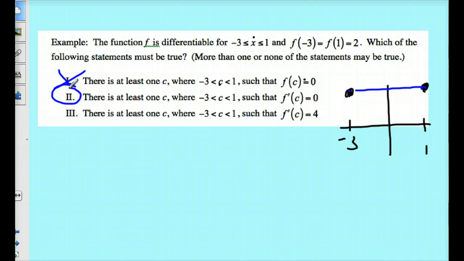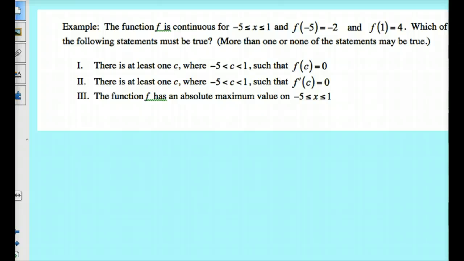Then it says there is at least one C where negative 3 less than C less than 1 such that f prime of C is equal to 4. So do I have to have a derivative that's equal to 4 here? I could have one, but it does not have to be true. So in this case, number 2 is our best answer. And once again, we know this because of Rolle's theorem. Let's take a look at the next one.